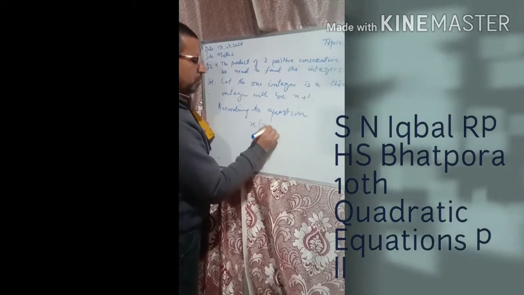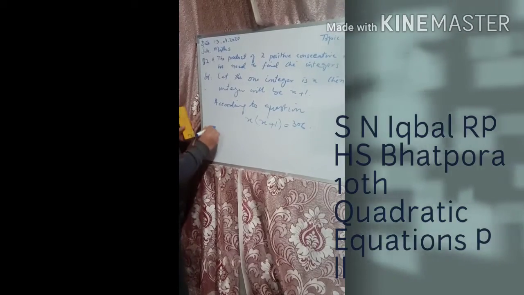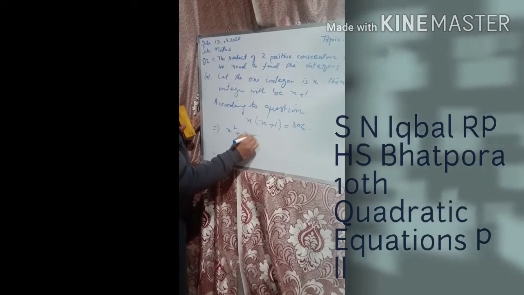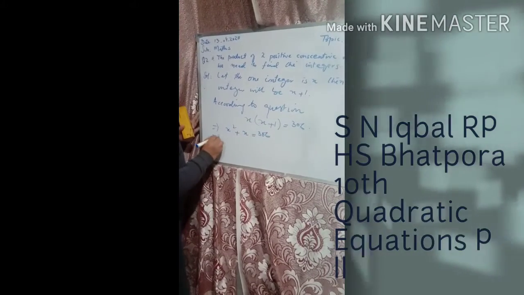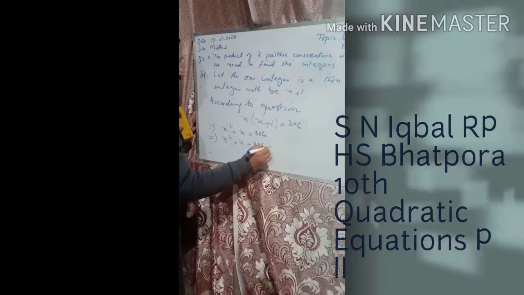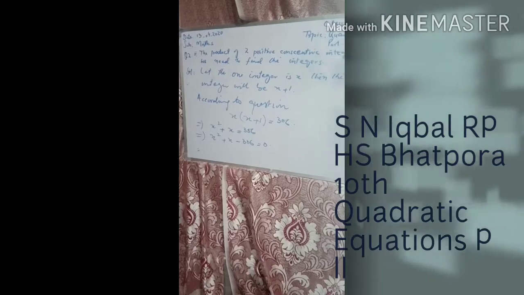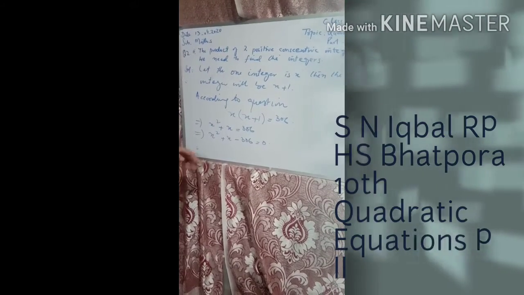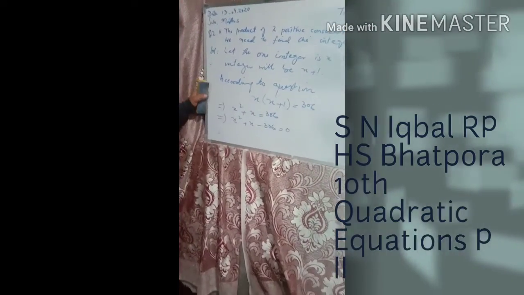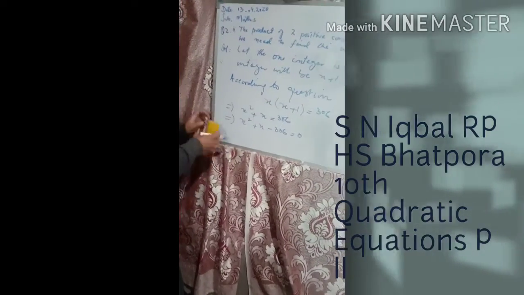x into x plus 1 is equal to 306, which implies that x into x, x square, plus x into 1, x, is equal to 306. You can write it as x square plus x minus 306 is equal to 0. This is the standard form of a quadratic equation. So your question is represented in the form of a quadratic equation. Now let us solve this quadratic equation to find the value of x, or to find out the two consecutive integers.